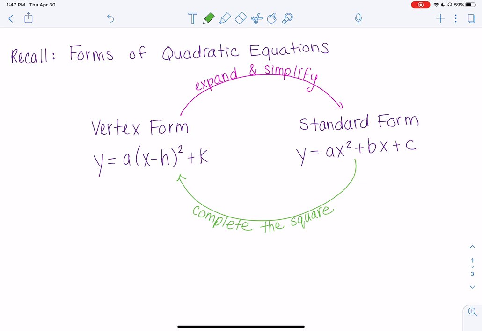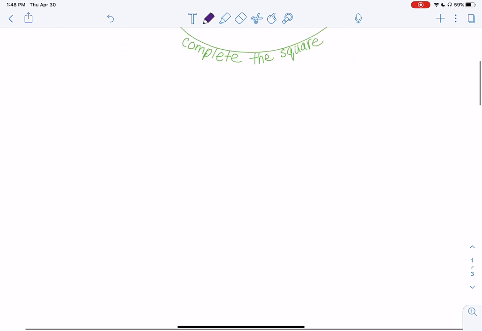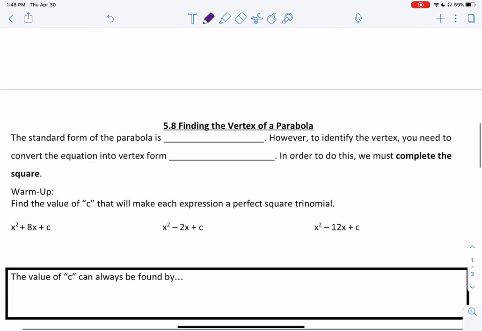So right now, we can go from vertex form to standard form, but we really want to be able to go from standard form to vertex form. So that's the quick little piece of background that we need to talk about. So now we can get started on our lesson.